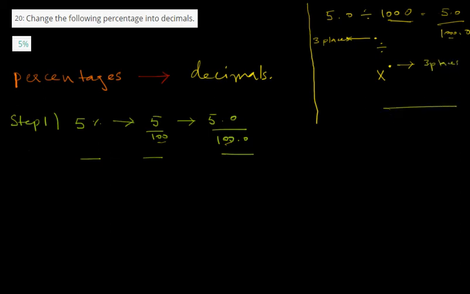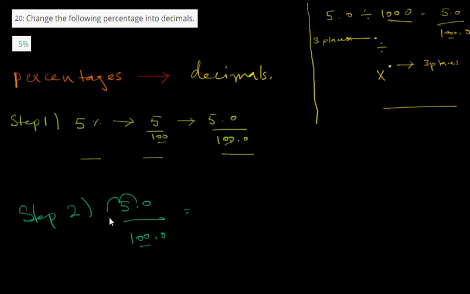Now with that said, let's move on to the second and final step. So 5.0 over 100.0 converted into decimals should give us, since there are 2 zeros in the denominator, this decimal point is going to move 2 places towards the left.